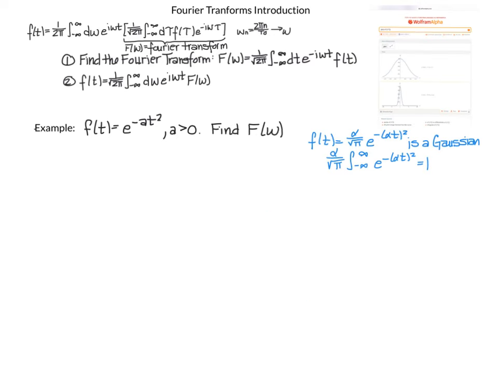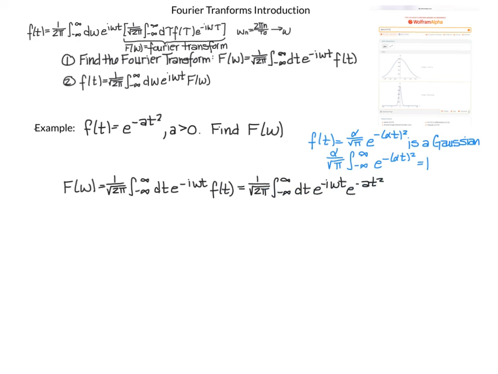Since we'll be using this formula here, I'm just going to stick it up here in blue so we can see it along with our little Gaussian curve. And now I'm going to plug in to my Fourier transform equation: 1 over square root of 2 pi, integral from negative infinity to infinity dt, e to the i omega t, and then my f of t over here is e to the minus a t squared. I can then combine my exponents, so I have e to the minus a t squared plus i omega t.